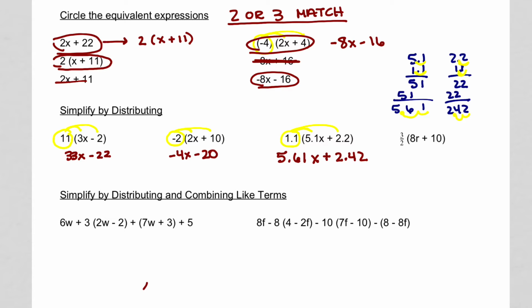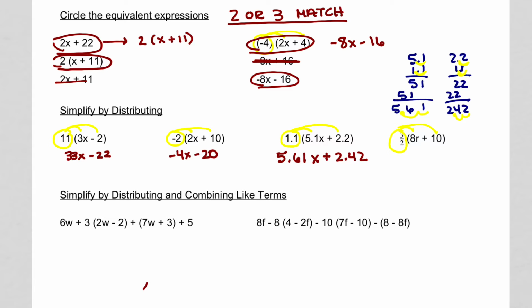So the process is exactly the same. I just have to make sure that I'm paying attention to my decimals. And if I do it with decimals, I can also do it with fractions. So let's take that positive 3 halves times both of those things.